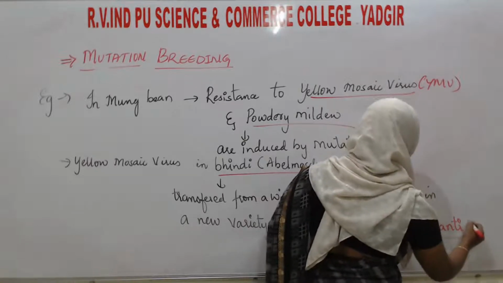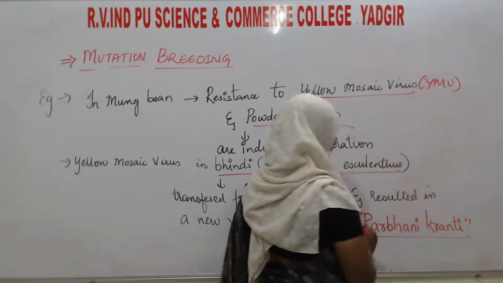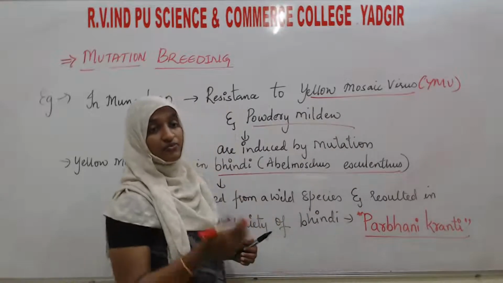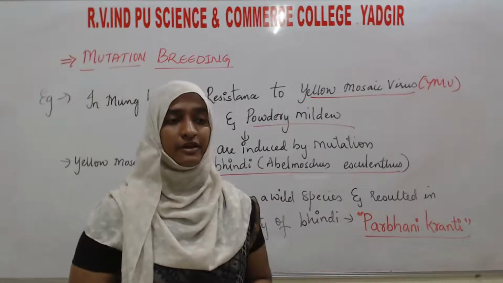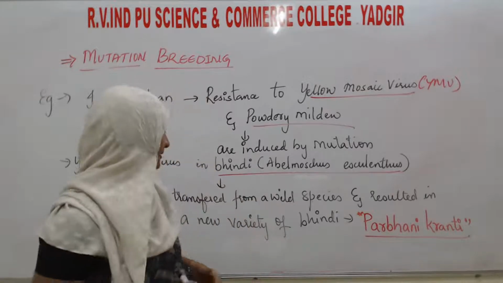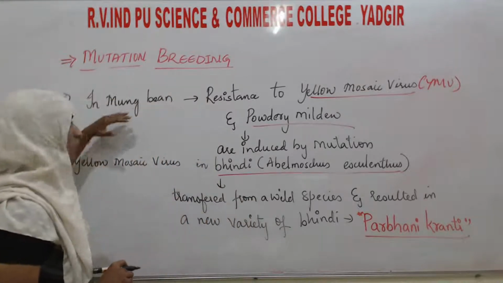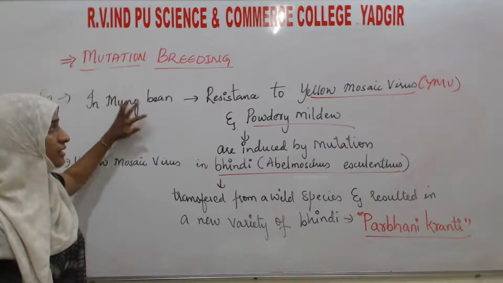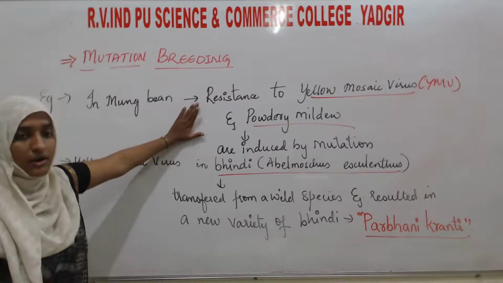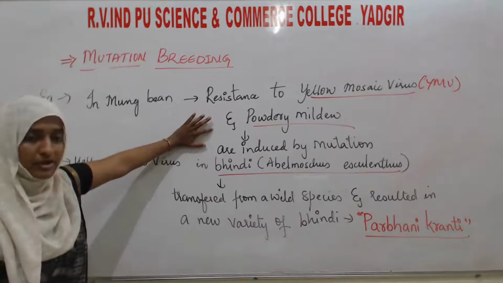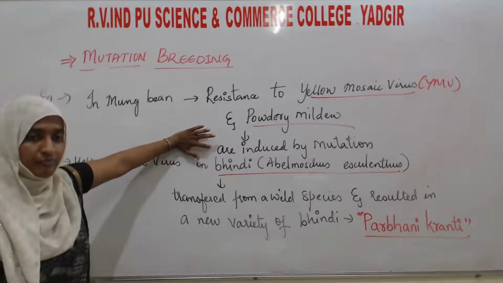Kranti. This is a new variety of bhindi which was derived from the wild species by which method? That is by mutation breeding. Listen here, that is the first example in the moong bean. They got the resistance to yellow mosaic virus by what? By mutation breeding, and powdery mildew resistance, which are induced by the mutation.